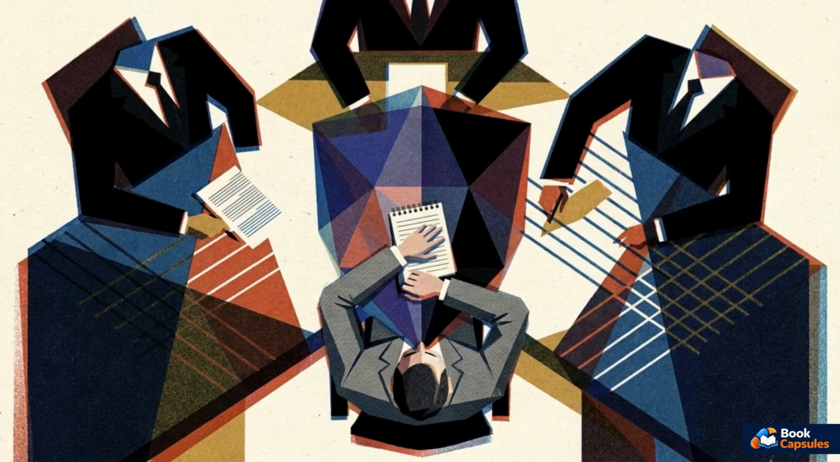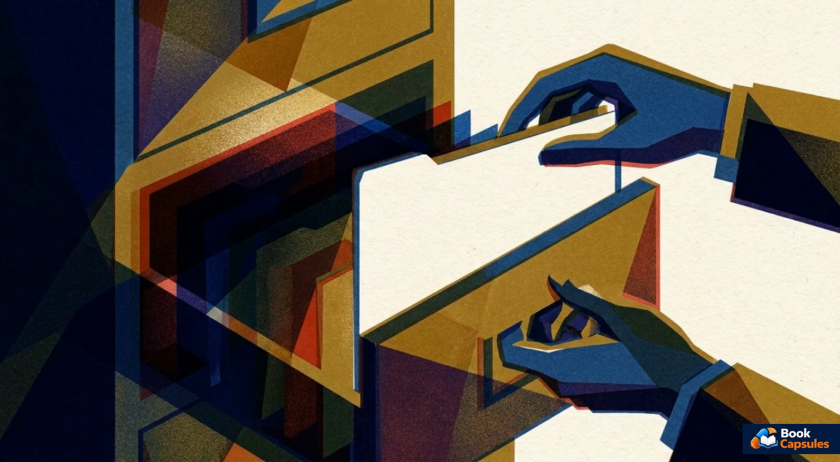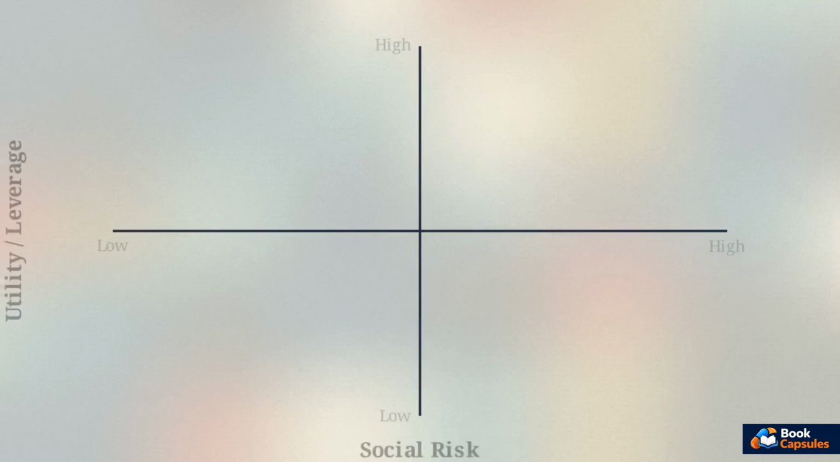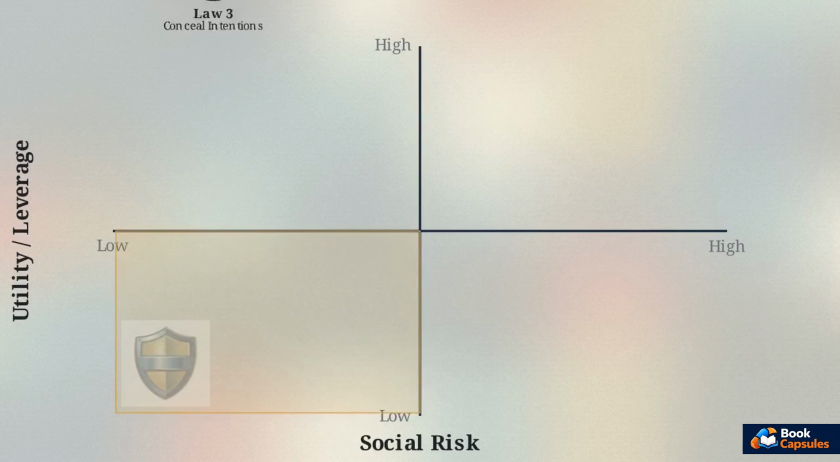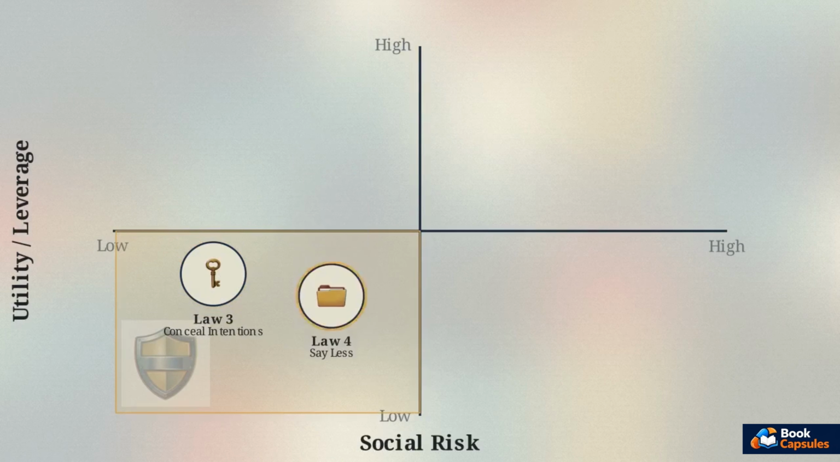Take the defender. This is someone stuck in a toxic hierarchy who needs to survive manipulators without adopting their traits. For this profile, the core shields are Law 3, conceal your intentions, and Law 4, always say less than necessary. Looking at this quadrant chart comparing social risk to strategic utility, Laws 3 and 4 sit comfortably in the low-risk, moderate utility zone. They provide solid leverage without making you a target.